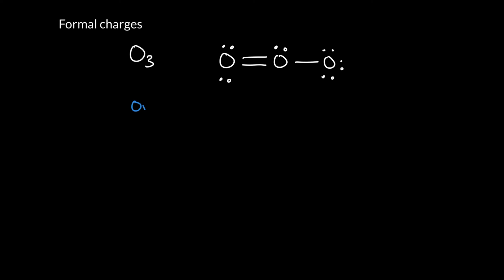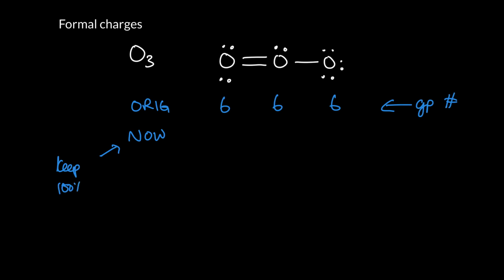What we have to do is ask ourselves, originally, how many valence electrons did each atom have? And that is just the group number, remember. And then we have to ask ourselves, now how many valence electrons does it have? In order to answer that, it gets to keep 100% of the lone pairs, and it gets to keep 50% of the bonding pairs. So that is exactly half and half.